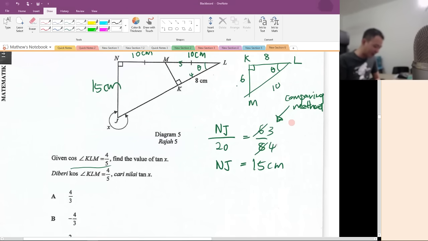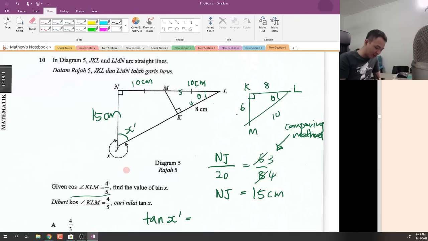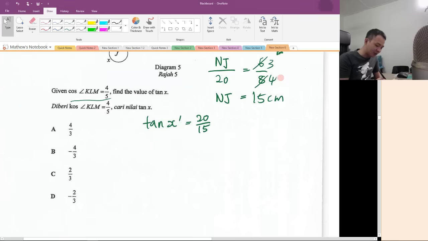So after I know the NJ, the question asks me to find the tangent x. Of course, I cannot use this x angle, so I'm going to borrow this side. This x is just a borrowed one. So the tangent x here should equal OA over, so it's 20 over 50. Alright, so this divided by 5 will be 4 over 3.